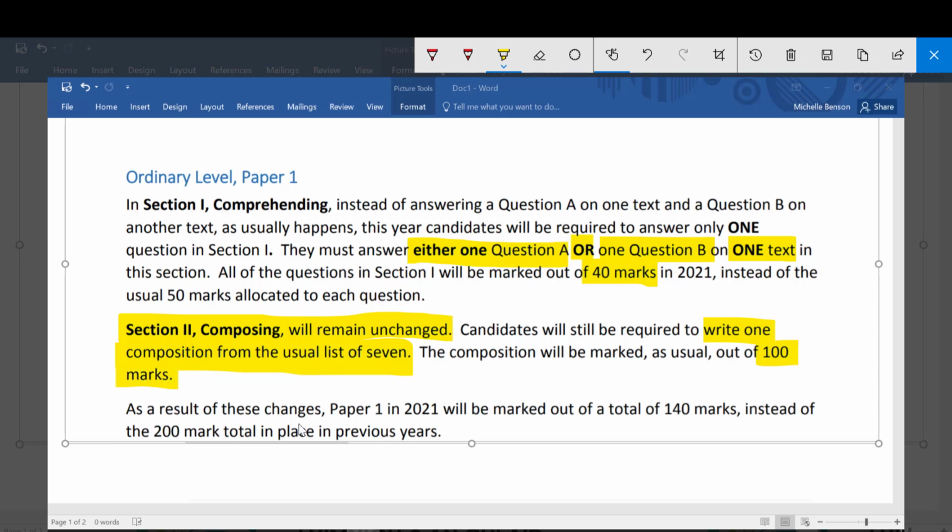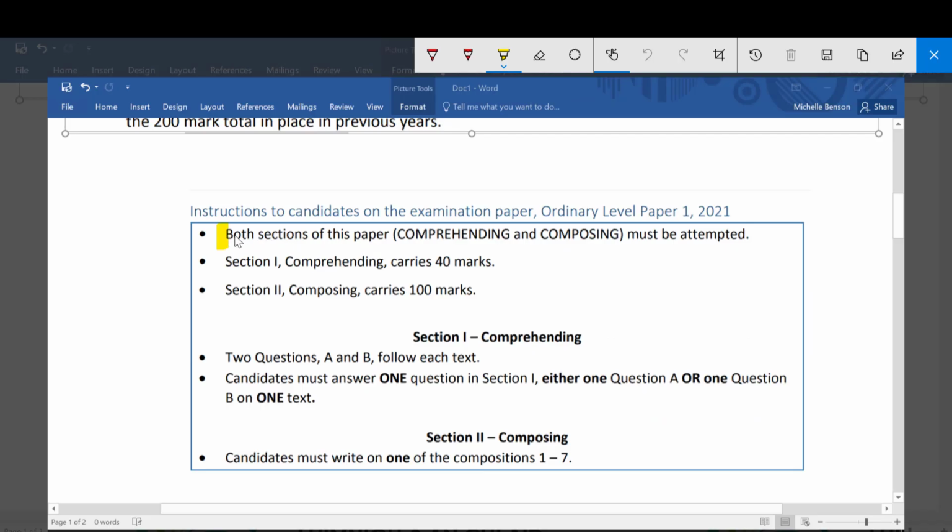As a result of these changes, paper 1 in 2021 will be marked out of a total of 140 marks instead of 200 marks total in previous years. Both sections of this paper, comprehending and composing, must be attempted. Section 1, comprehending, carries 40 marks. Section 2, composing, carries 100 marks.